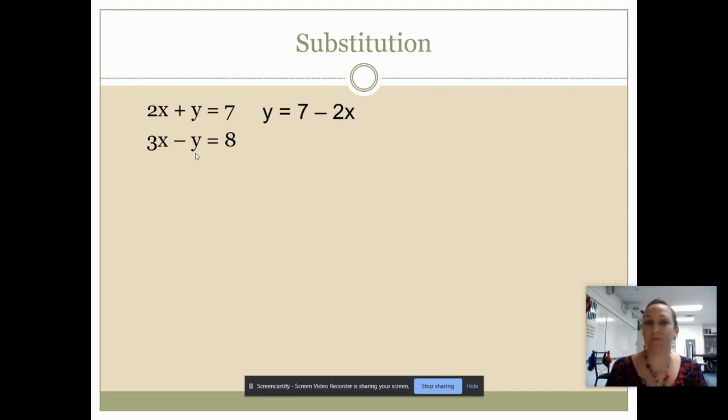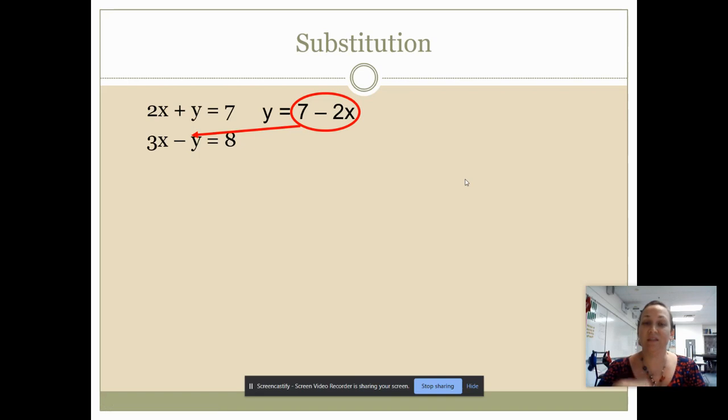If you need to reset up the problem for substitution, you also need to be very careful when you are substituting this in. You want to make sure that you don't accidentally substitute this back into the equation that it was created from. You want to make sure that you're taking this new equation and plugging it into the equation that you have not used yet. So I will be taking the 7 minus 2x and plugging it in to this y down here.